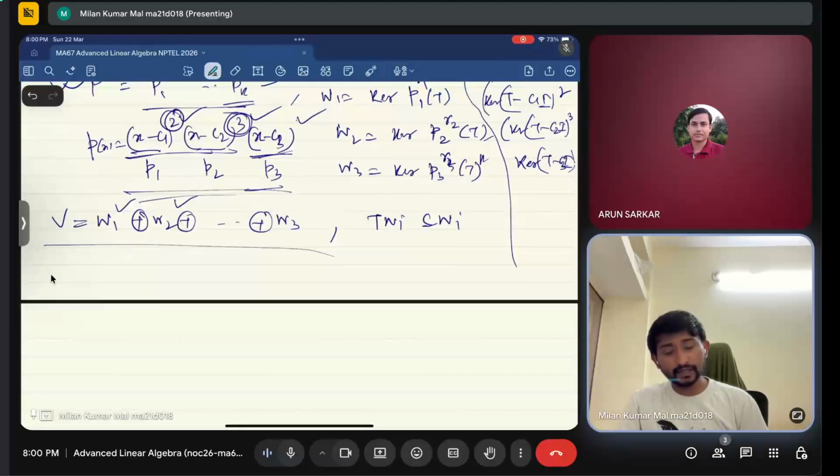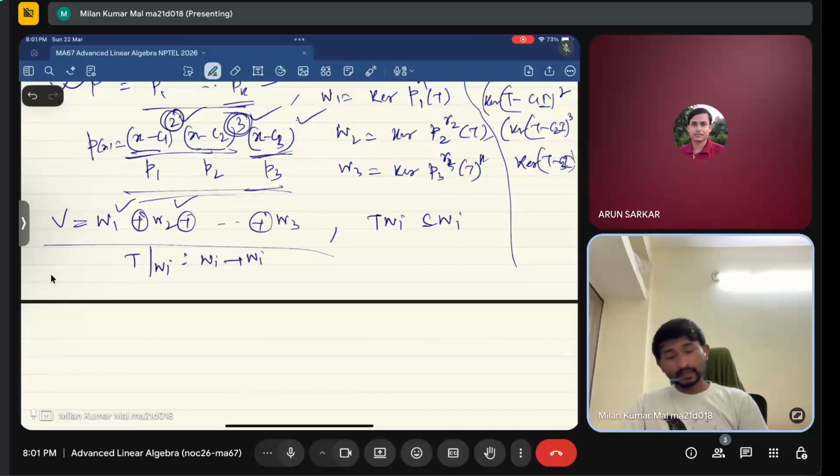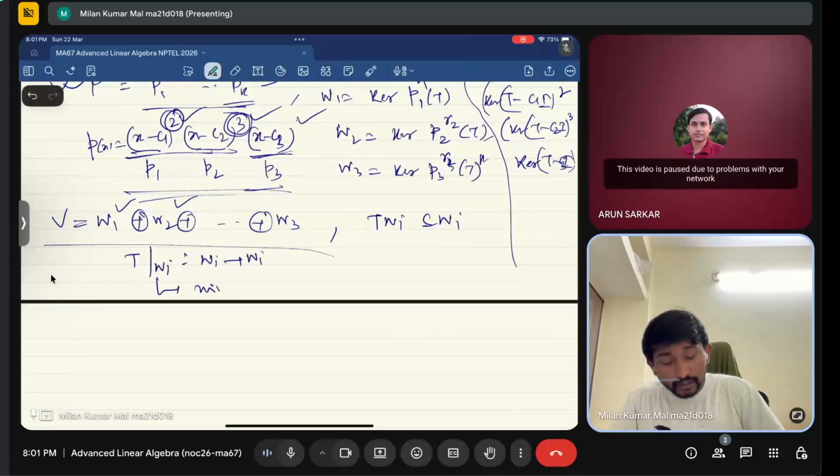So whenever Wi is invariant, we can restrict T to this subspace and consider it as a linear operator from Wi to Wi. This is itself a linear operator. For this linear operator, the minimal polynomial is Pi to the power Ri, the corresponding one.